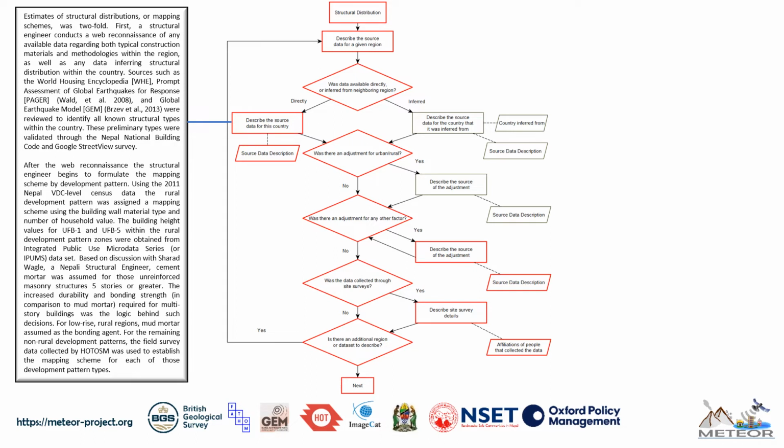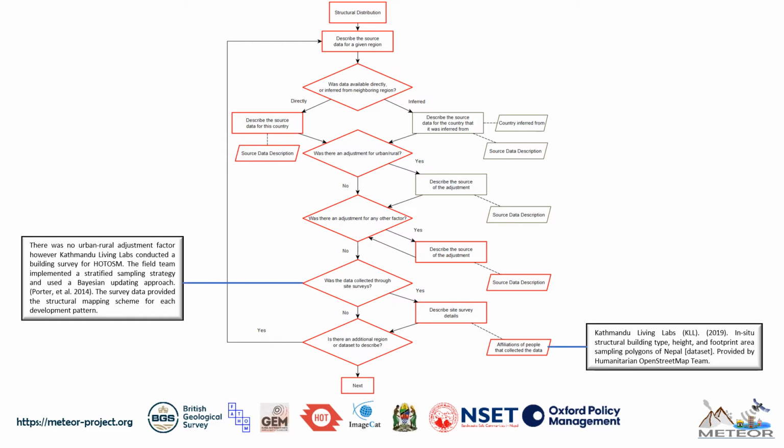After the web recon, using the 2011 Nepal VDC level census data, the rural development pattern was assigned a mapping scheme using the building wall material type and number of household value. The building height values for UFB1 and UFB5 within the rural development pattern zones were obtained from the IPUMS dataset.